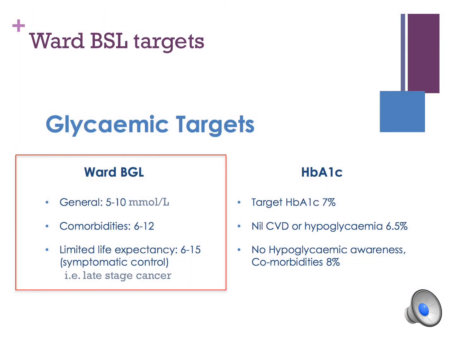The following cases will be based more on an inpatient setting. I'll start off by talking about the general blood sugar level targets. For most patients in hospital, we aim for blood sugar levels between 5 and 10. If they have comorbidities, the blood sugar levels can be less stringent with targets of 6 to 12. And in patients with limited life expectancy, such as those with late stage cancer or palliative care patients, it's really more about symptomatic control with blood sugar level targets of 6 to 15.